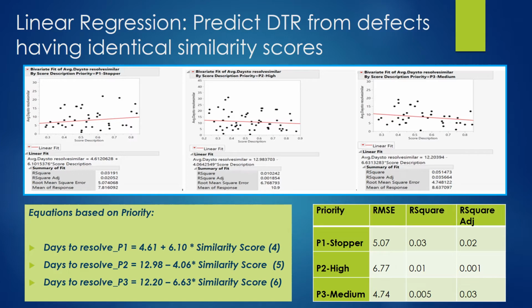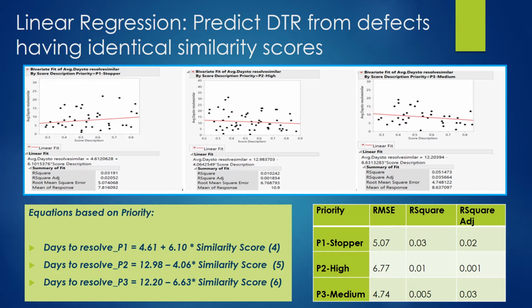In this approach, we attempt to make our predictions more accurate by doing further statistical analysis on days to resolve using the defects having exactly the same similarity score for generating predictions. We group together defects having identical similarity scores. An average of days to resolve for such defects is computed. Supervised learning based on this average DTR for defects having different priorities, P1 stopper, P2 high and P3 medium, is then calculated. Predicted DTR for this approach is given in equations 4, 5 and 6.